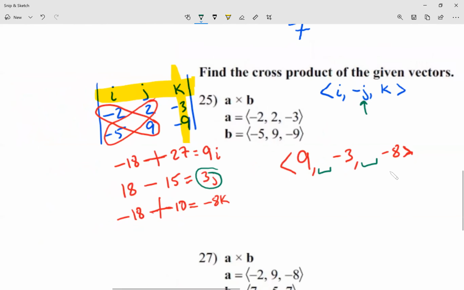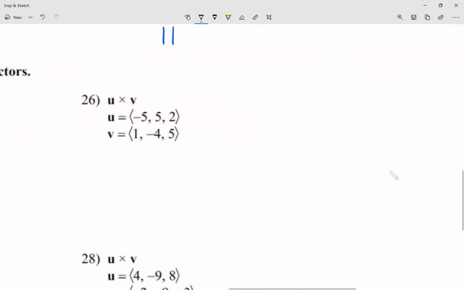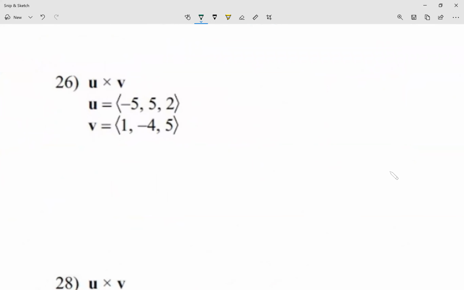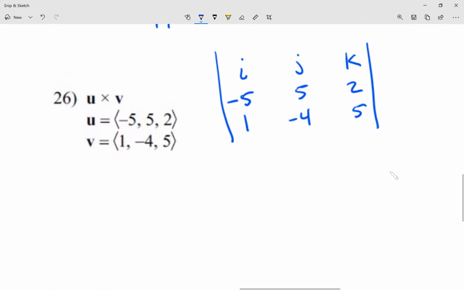All right, let's take a look at question number 26. Let me write my matrix. The values of the first vector are negative 5, positive 5, and 2. The values of the second vector are 1, negative 4, 5. And I know my first row, it's the I value, the J value, and the K value.